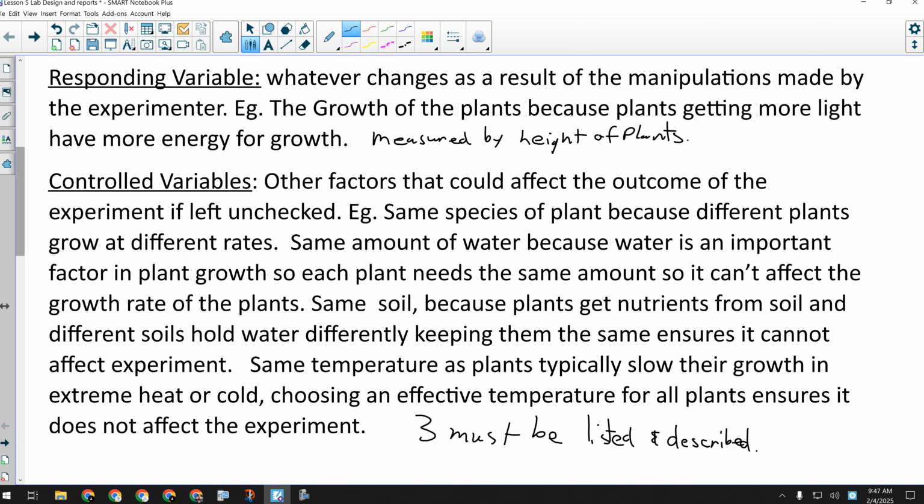Same soil, because plants get nutrients from soil, and different soils hold water differently. Keeping them the same ensures that it cannot affect the experiment. Okay, same temperature. As plants typically slow their growth in extreme heat or cold, choosing an effective temperature for all plants ensures it does not affect the experiment. Again, I identified how, I'm keeping them all at the same temperature, and why it affects the growth of a plant. Okay, that's what I would expect to see in your lab reports as well.